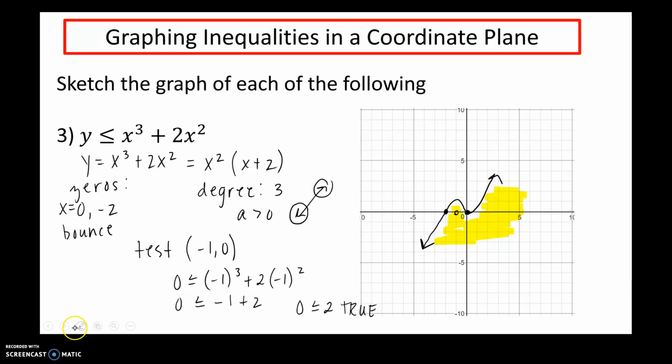Now notice, and I understand that our graph is slightly limited, but if I extended my function here, I would continue to shade that in. So just wherever you're shading, make sure that we would be able to see exactly what the boundary is. Okay, that's it for the video.